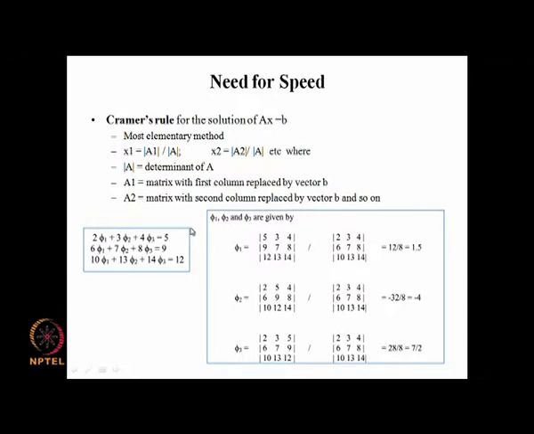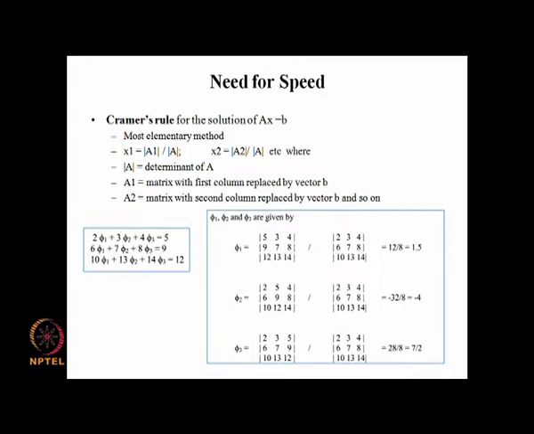So, let us just take a simple 3 by 3 example where you have 3 unknowns phi 1, phi 2, phi 3, and the 3 equations are 2 phi 1 plus 3 phi 2 plus 4 phi 3 equal to 5, 6 phi 1 plus 7 phi 2 plus 8 phi 3 equal to 9, and 10 phi 1 plus 13 phi 2 plus 14 phi 3 equal to 12. You can see it's a made up kind of thing.